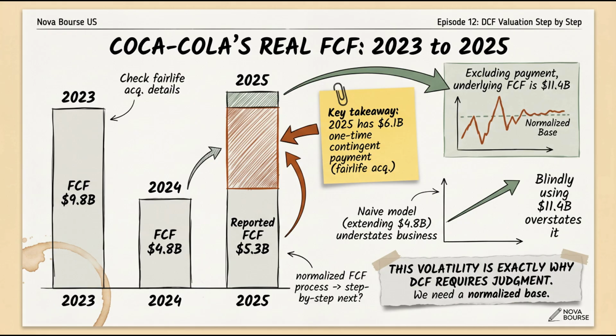This volatility is why DCF requires judgment. A naive model extending 2024 would understate the business, while blindly using the $11.4 billion would overstate it. We need a normalized base to be accurate.